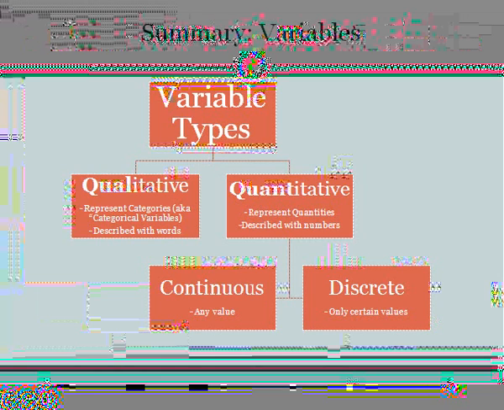We've just reviewed the variable types. There are qualitative variables, which represent categories and are described in words, and quantitative variables, which represent quantities and are described in numbers. Within the realm of quantitative variables, there are continuous variables which could take on any value and discrete variables which are limited to taking on only certain values. This concludes our variable description module.